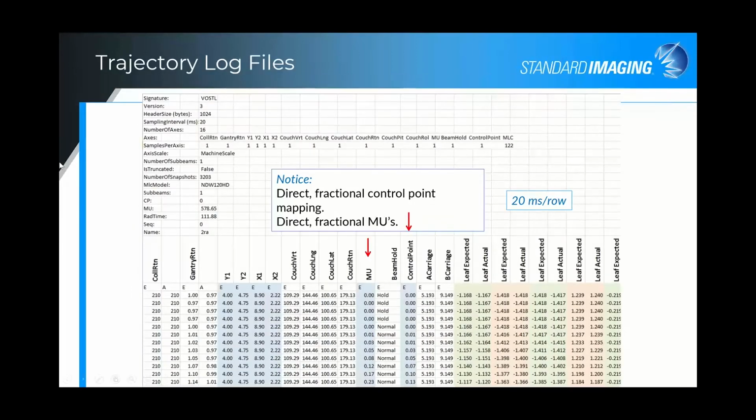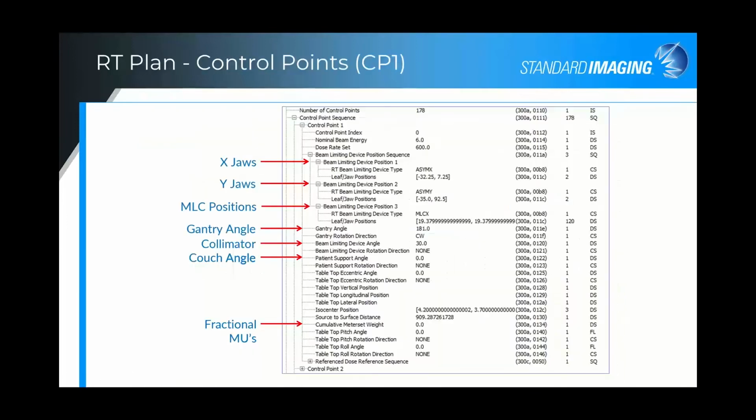Next is a trajectory log file. This type of log file is much easier to map to the RT plan control point because there's a direct fractional MU, as you can see here, as well as control points. And again, all those same parameters: the jaw positions, leaf positions, gantry rotation, etc. And this data is specified every 20 milliseconds.